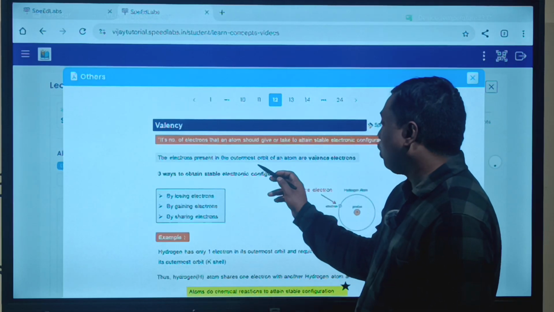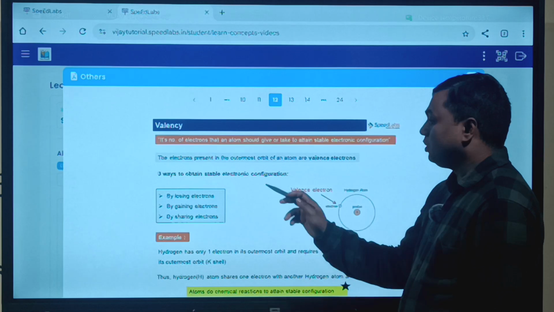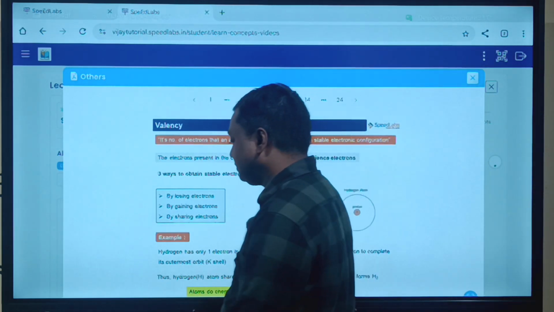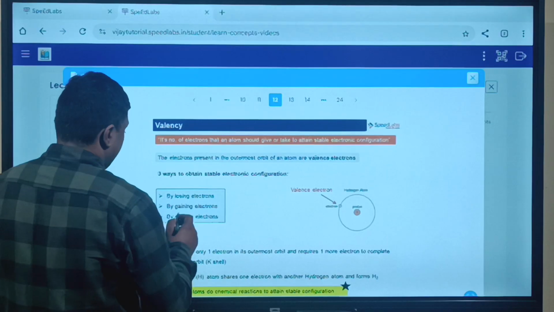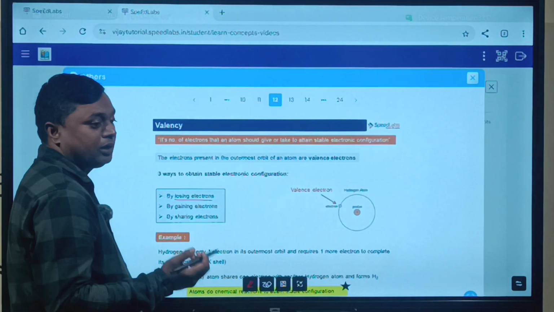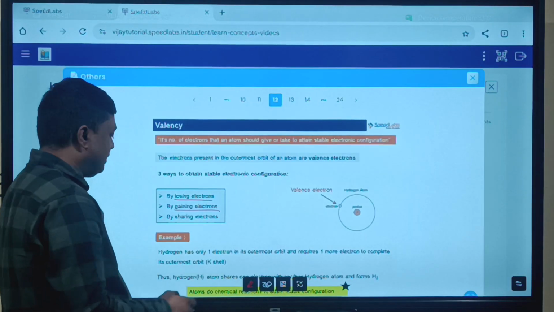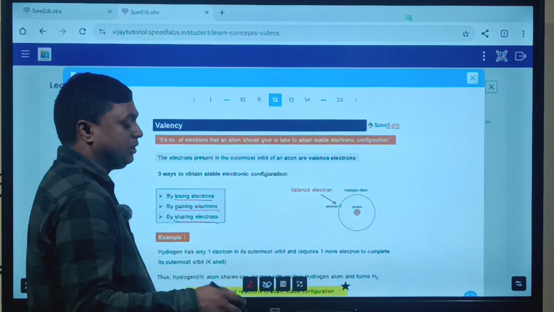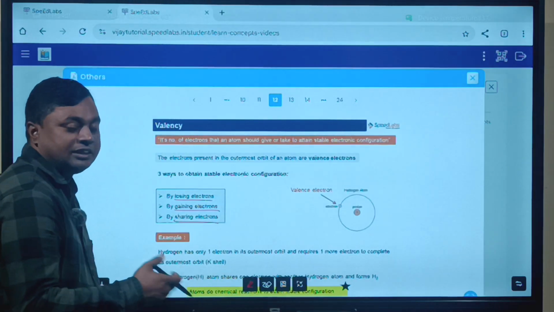Electrons present in the outermost orbit of an atom are the valence electrons. There are three ways to attain the electronic configuration, children. One is by losing electrons, generally metals. Another is by gaining electrons, for non-metals. And the third is by sharing electrons, especially for carbon atoms, and non-metals generally share electrons.